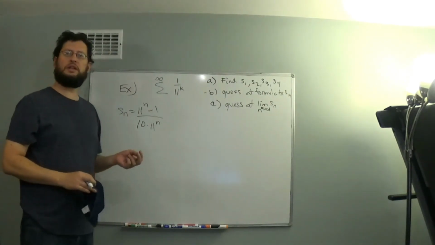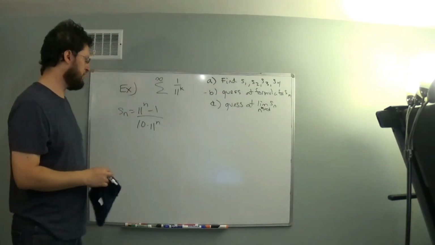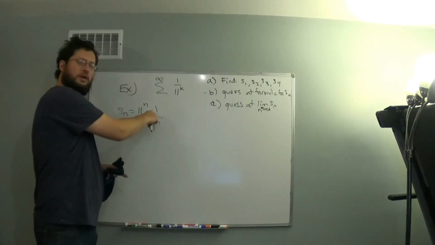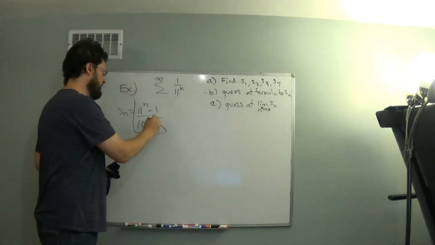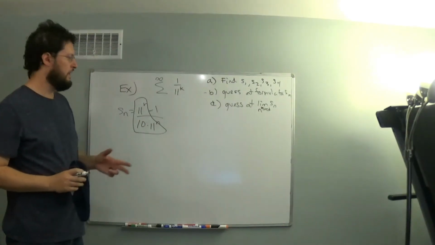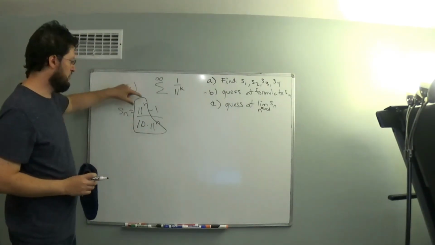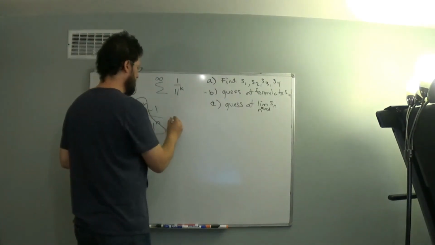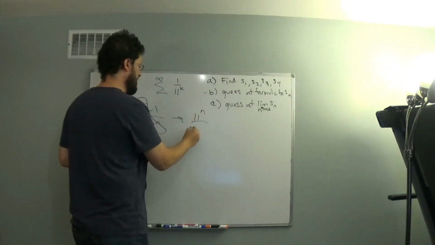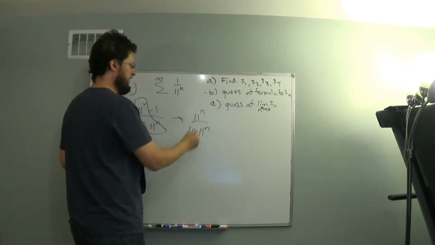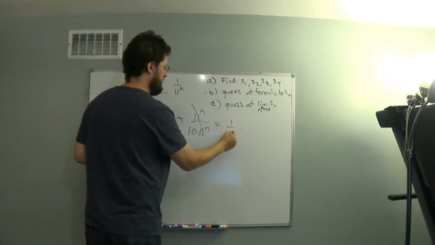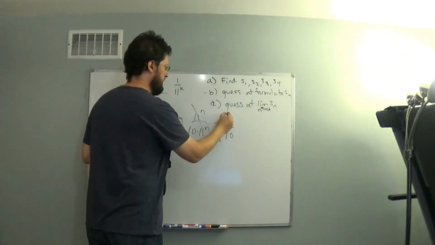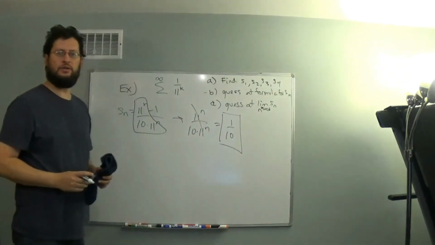Well, remember that we only need the biggest degree terms. If I only need the biggest degree terms, that means that this minus 1 I don't care about. As before, I'm only looking at the things which contribute the most, which in the numerator is the 11 to the n, and the denominator is 10 times 11 to the n. So that's 11 to the n over 10 times 11 to the n. The 11 to the n's will cancel, and I end up getting 1/10 as the final sum.